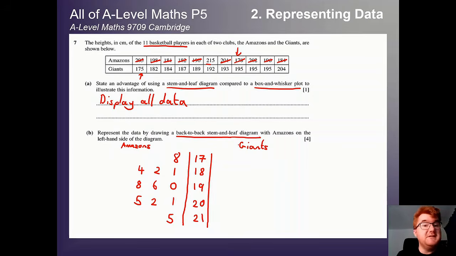So notice I've just been taking my time very steadily through it. I would also check here, do I have 11 numbers? 1, 4, 7, 10, 11. I do. So 99% of the time here, I know I've got the right answers.